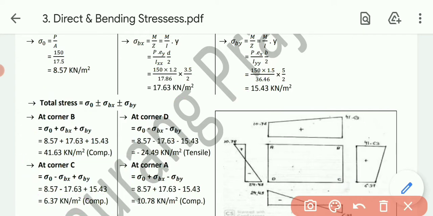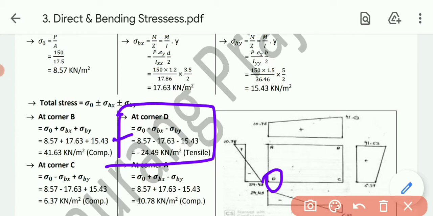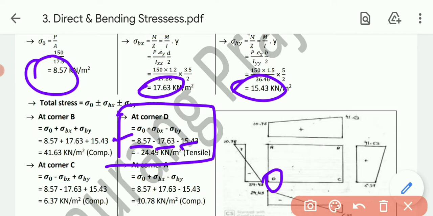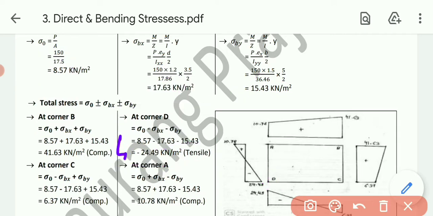so compressive stress. Then at corner D, meaning third quadrant, minus minus: sigma 0 minus sigma bx minus sigma by. Sigma 0 is 8.57, sigma bx is minus 17.63, and sigma by is minus 15.43. By solving this I will get the answer minus 24.49 kilonewton per meter square, and as it is negative, it is tensile.